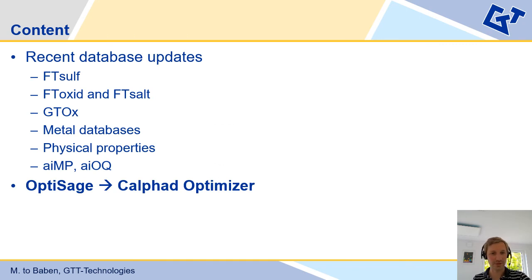I will end this talk with a short announcement that the old FTsage is now called CALPHAD Optimizer, and it is a very nice program if you're interested in database development because you're missing some data in the FactSage databases. And more details you will hear about that in the next presentation by my colleague Bruno Reis.